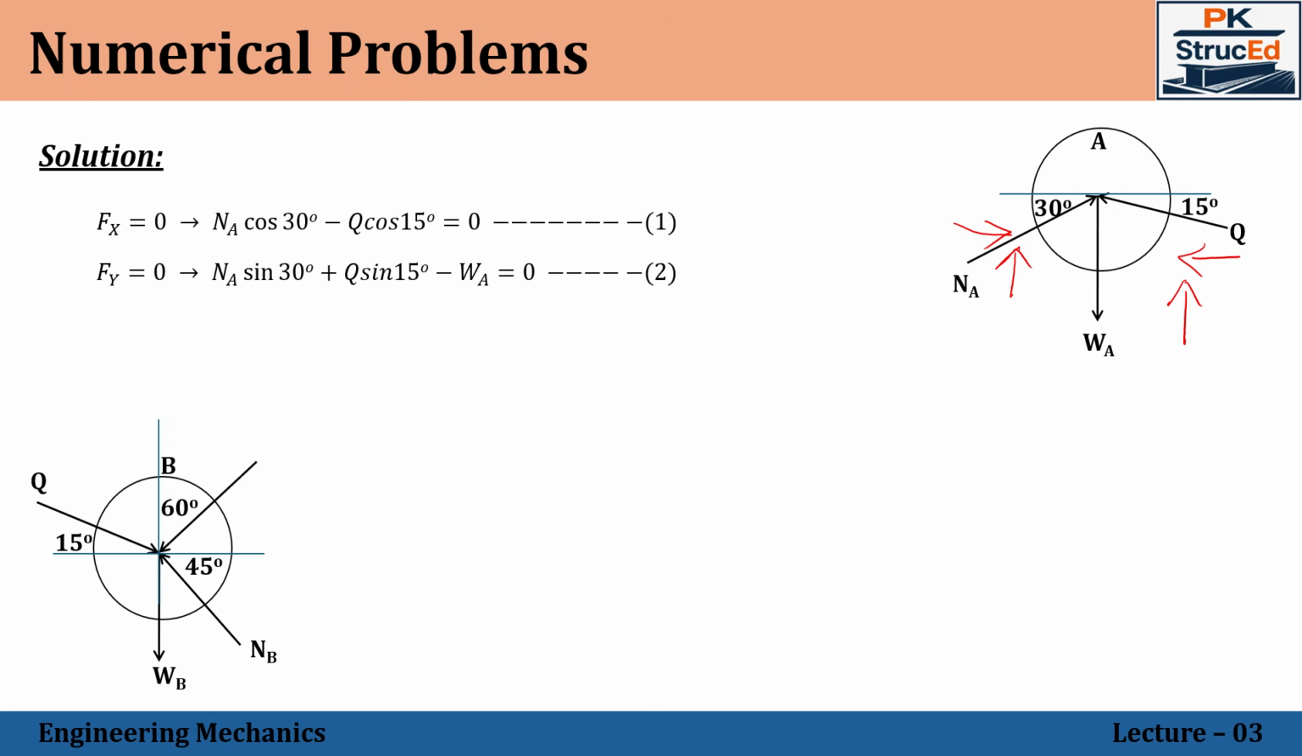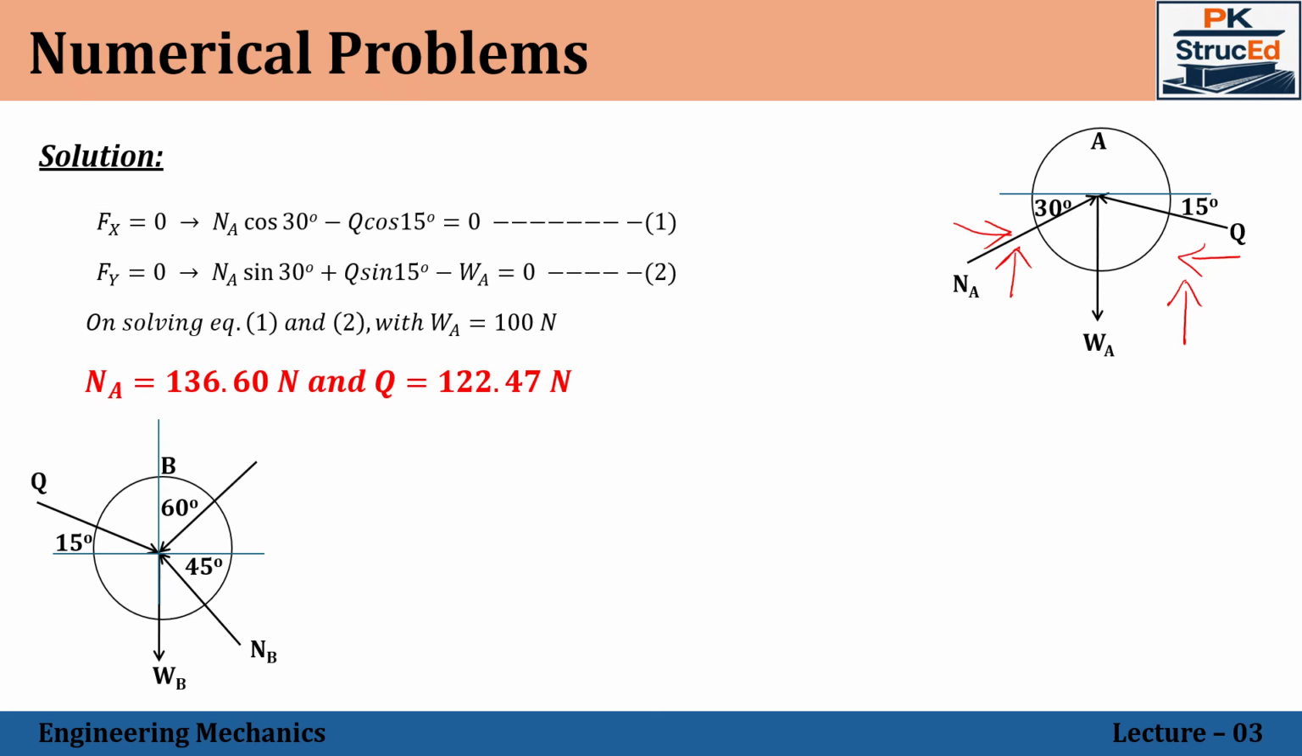Now vertical force equilibrium. We have NA sin 30, because the angle is given with respect to the x-axis, so the y component is sin 30. Then Q, again with the angle given with respect to the x-axis, has y component Q sin 15, and the weight is acting vertically downward, so minus WA equal to 0. Since WA is known, with a value of 100 Newton, solving these two equations we can get the values of NA and Q.